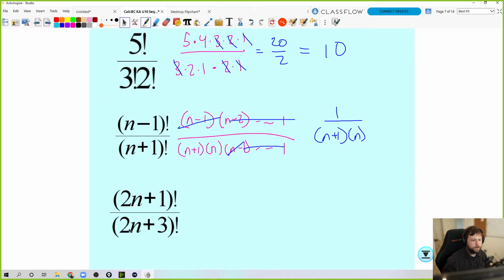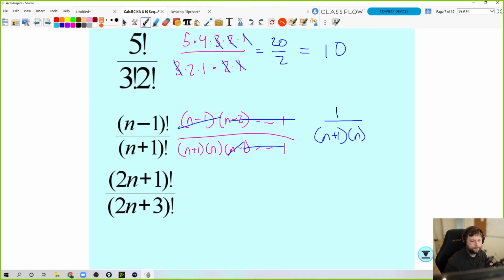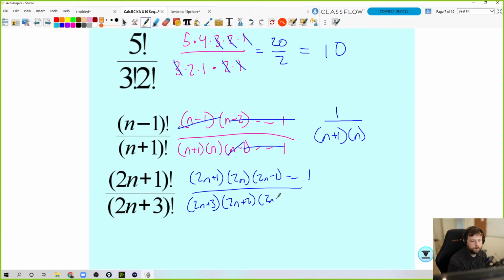The last one, oh, you're like, oh, this looks weirder. It's like 2n, right? It's still the subtraction thing. So it's like 2n plus 1 times 2n minus 1, dot, dot, dot, down to 1. We have 2n plus 3, 2n plus 2, 2n plus 1, down to 1. What's going to cancel out is all the 2n plus 1s. Maybe you start seeing the pattern in here. You don't need to write out as much, but this stuff's going to happen. Just want you to get used to factorials right here. Right. Moving on.